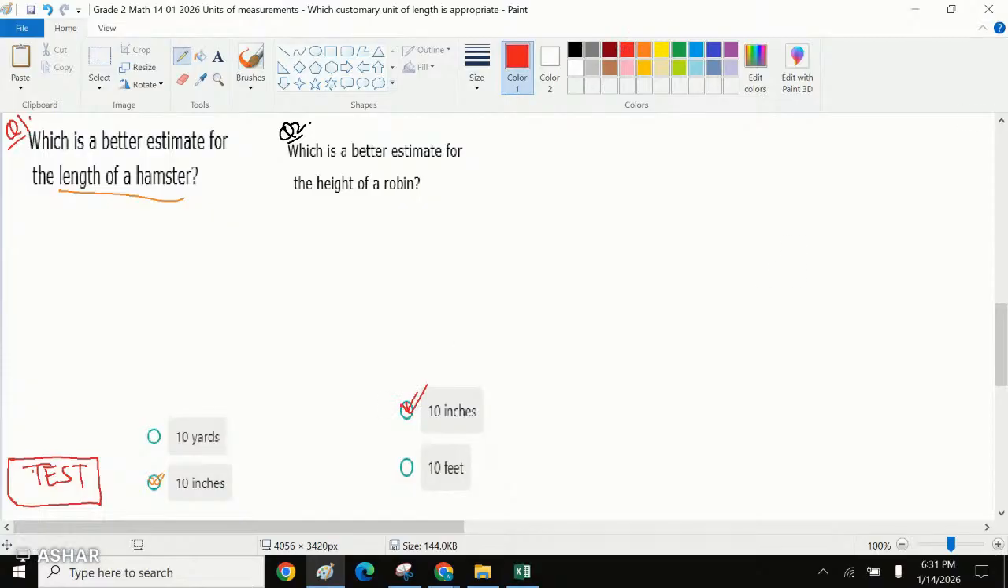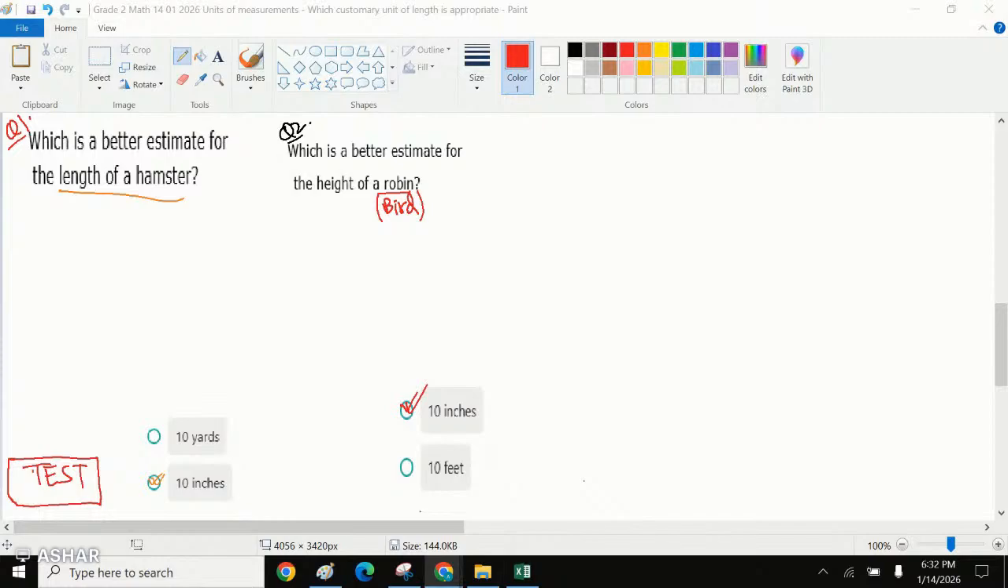Let's look at it. It's 10 inches. A robin is a bird, and a bird cannot be twice your height. An approximate 10 feet on average is twice the height of a human. So we cannot have a bird that is twice the height of a human. So we can have 10 inches. Moving ahead to the next question, that would be inches.